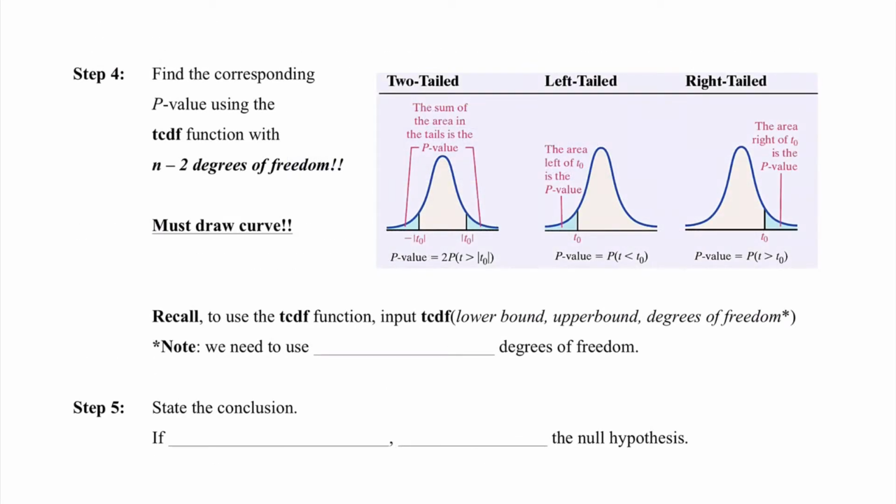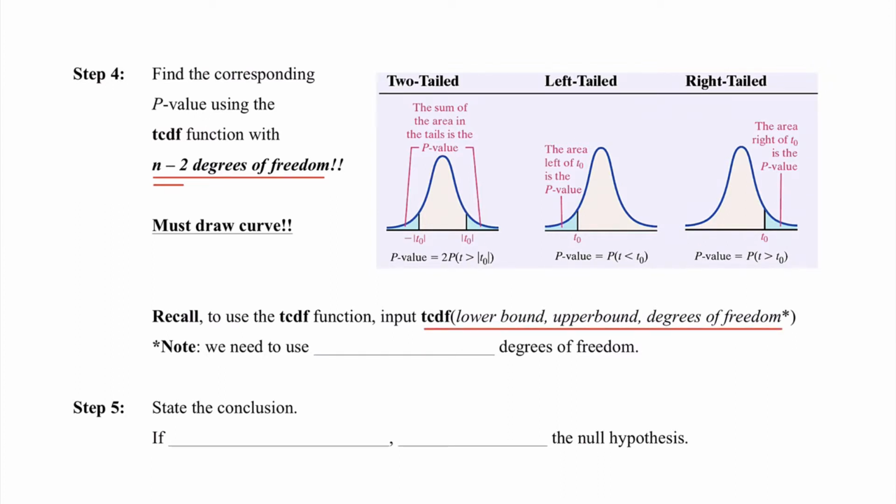And once we have our test statistic t naught, we will use the tcdf function to find the p-value of our test. Notice though that when we use the tcdf function, we have to make sure we input n minus 2 degrees of freedom as opposed to n minus 1. Like we've done in the past, we have to draw the curve, and when we find that p-value, remember to use the tcdf function.